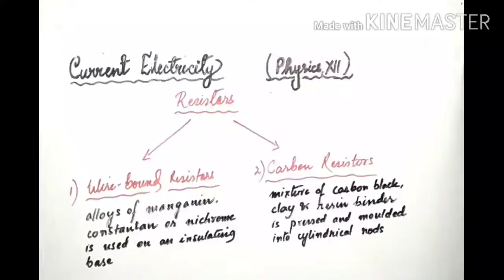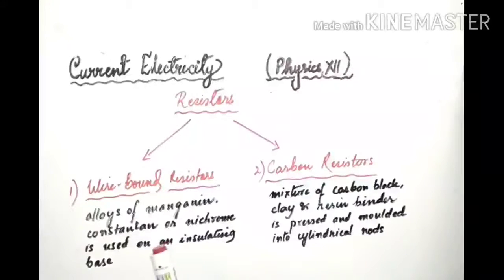Now, one advantage of this type of resistor is that the alloys which are used here are insensitive to the temperature. So this is one benefit. It does not change with temperature much. But in order to get a high resistance, you need to make a large length of this device.